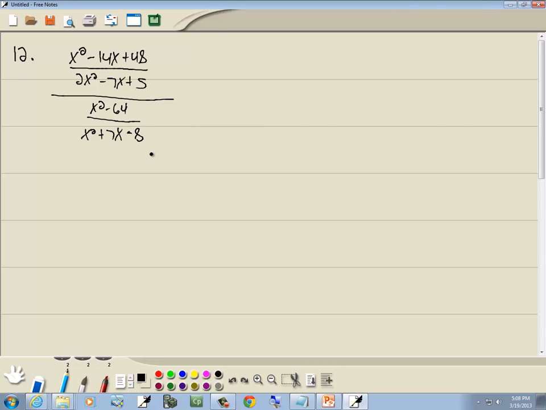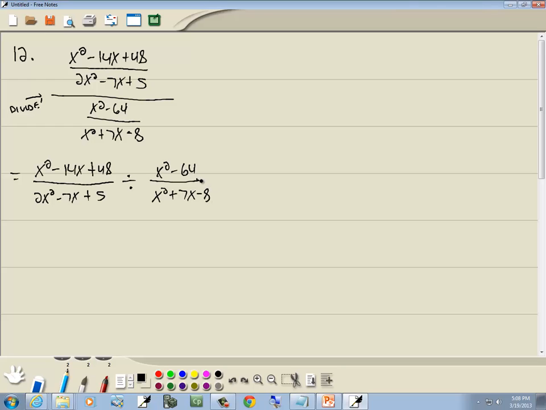Now, just like when we're doing everything else, rational expression again means single fraction. So we got a single fraction here, rational expression divided by a single fraction. This symbol right here again means divide. If we keep that in mind, we can rewrite this as x squared minus 14x plus 48 over 2x squared minus 7x plus 5 divided by x squared minus 64 over x squared plus 7x minus 8, which is what we're a little bit more accustomed to seeing.